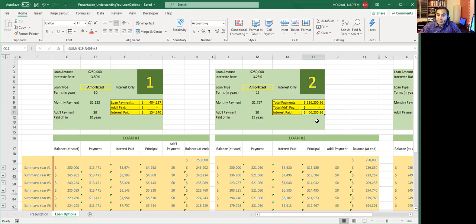But the difference between the two options is in option 2, you are legally required to pay $1,757 a month, no matter what.